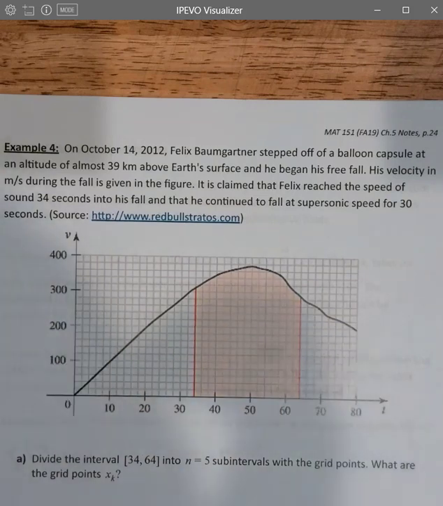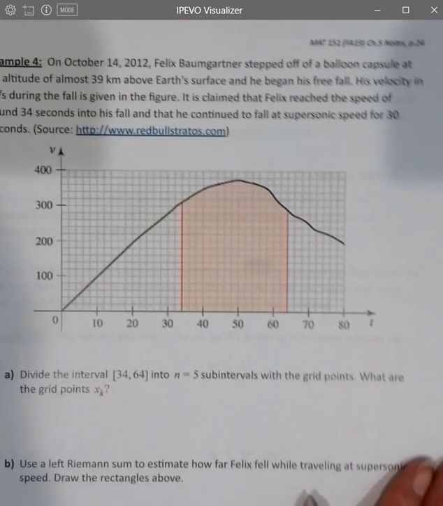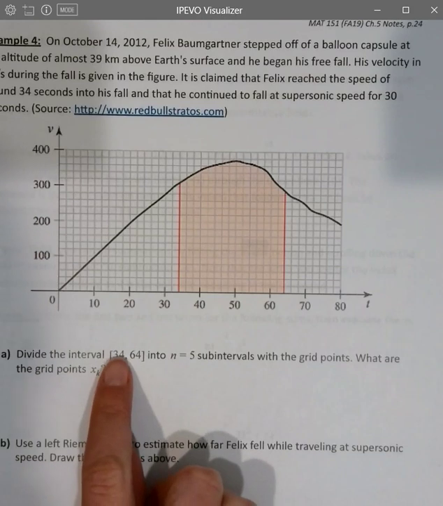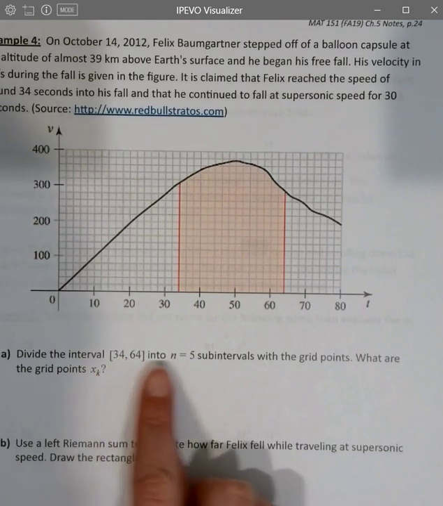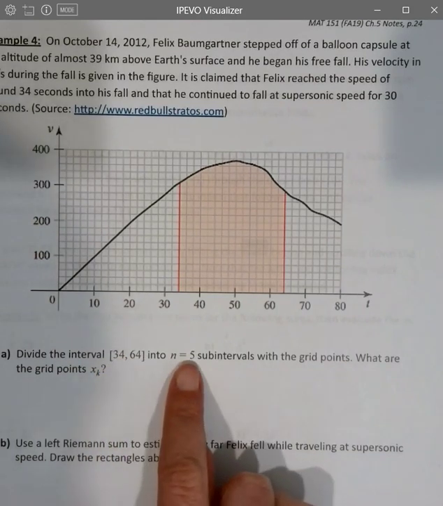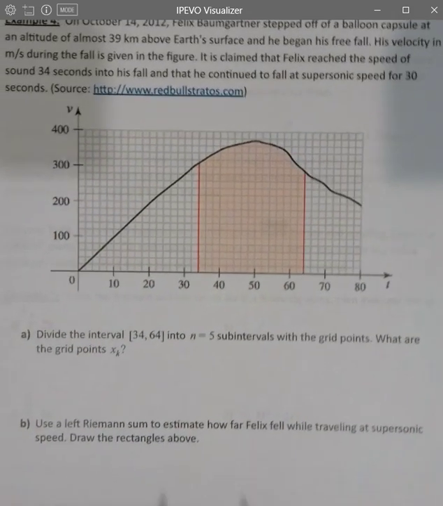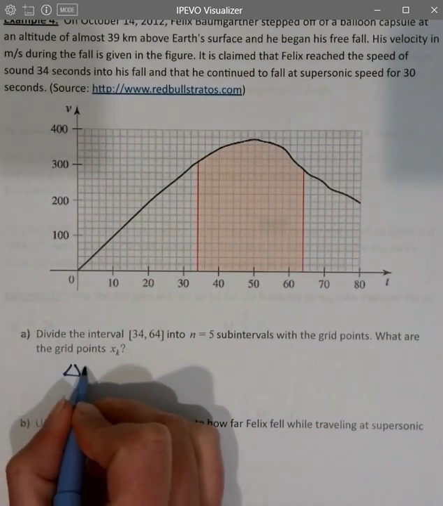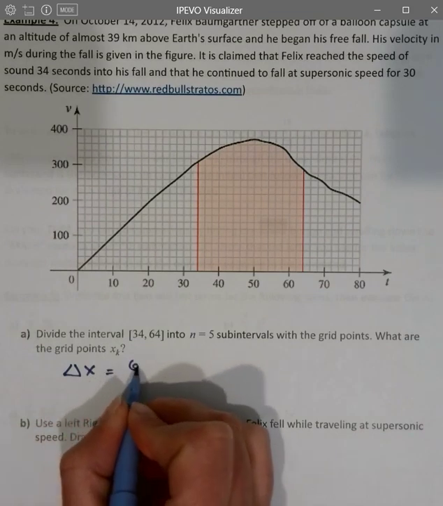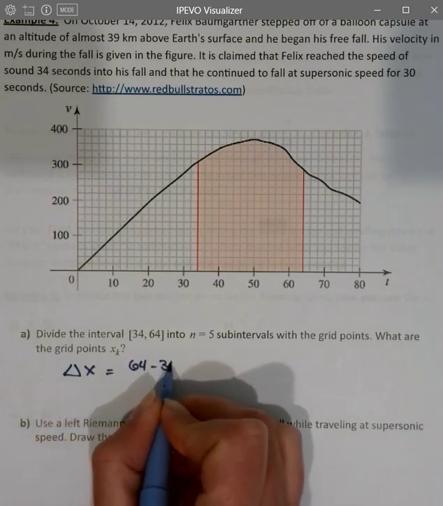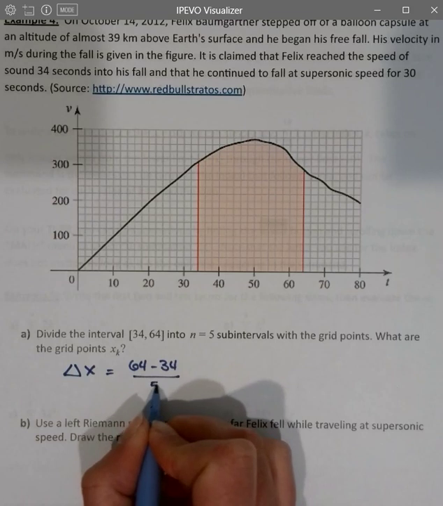By Red Bull, apparently. So, divide the interval from 34 to 64 into 5 subintervals with grid points. What are the grid points? Okay, so I've got to find my delta x to get the grid points. So first of all, delta x is 64 minus 34 divided by 5.